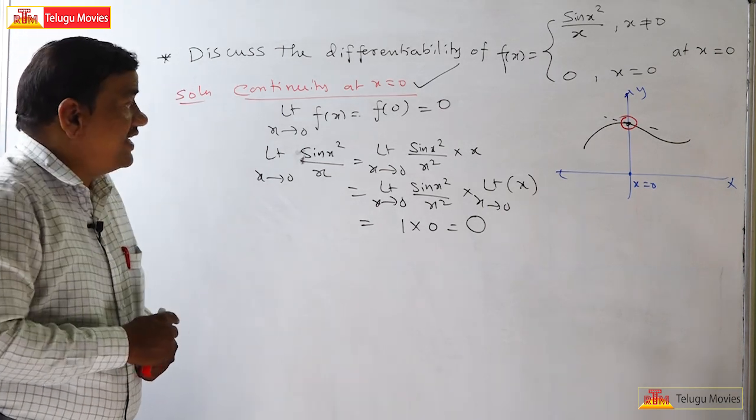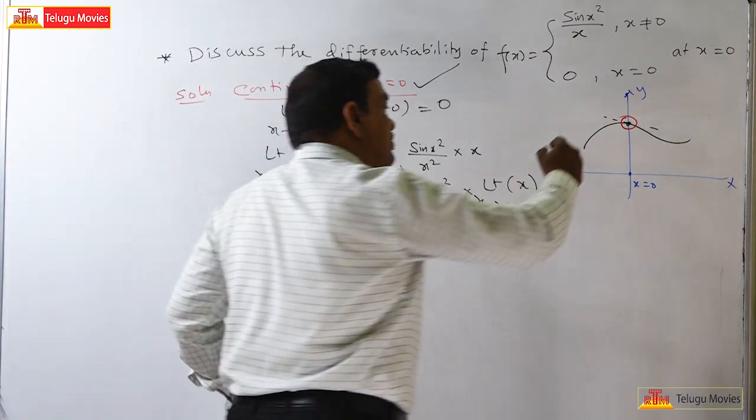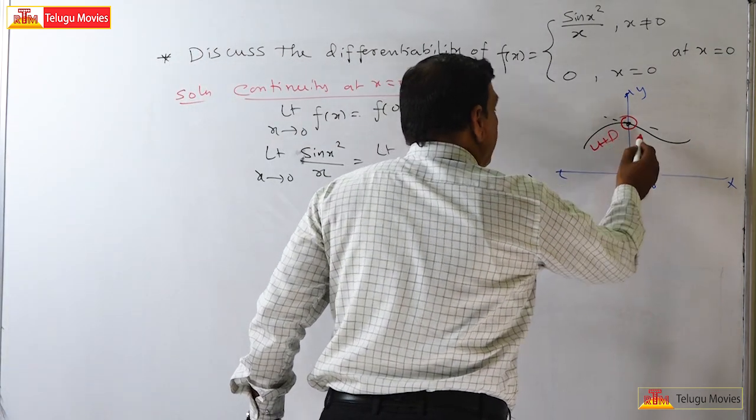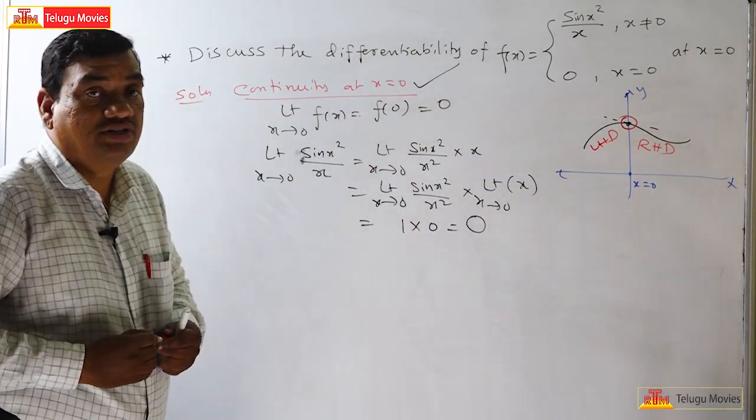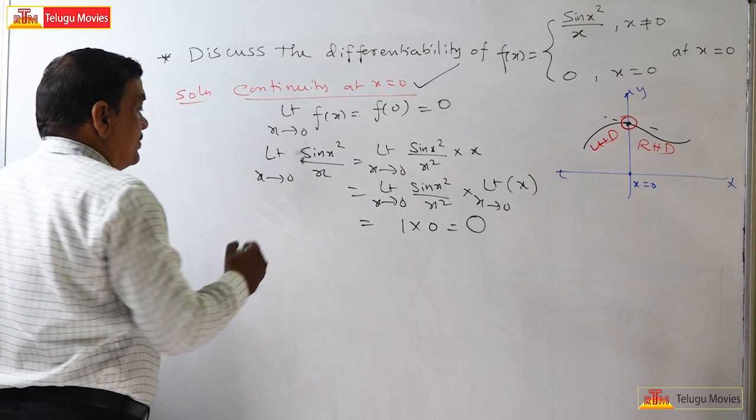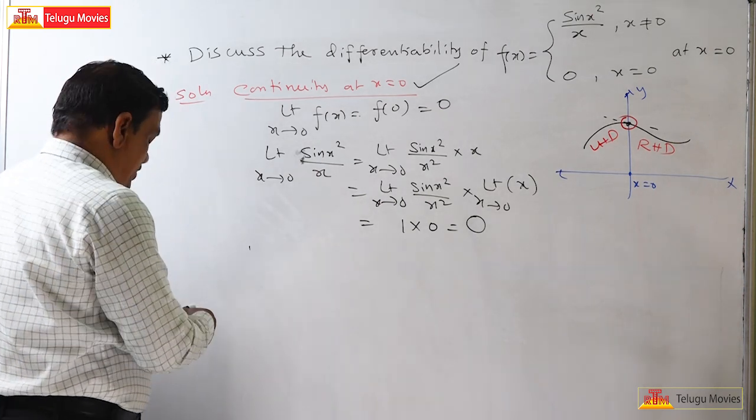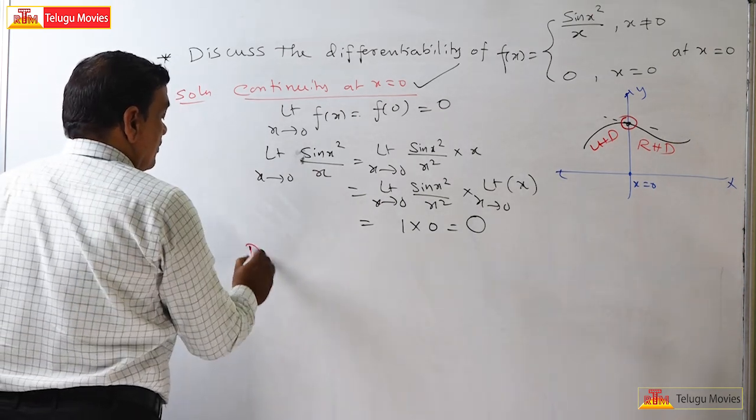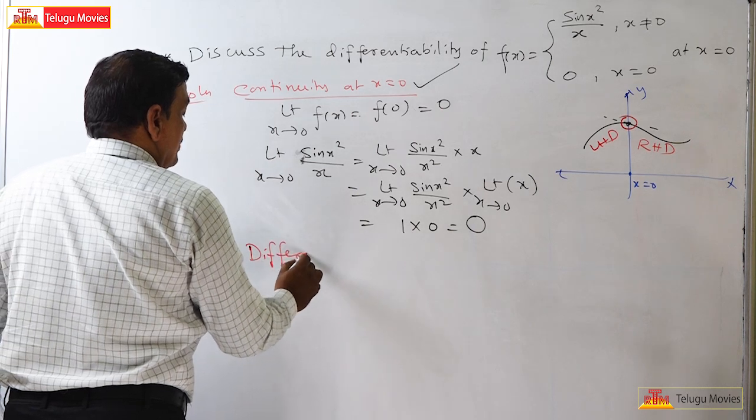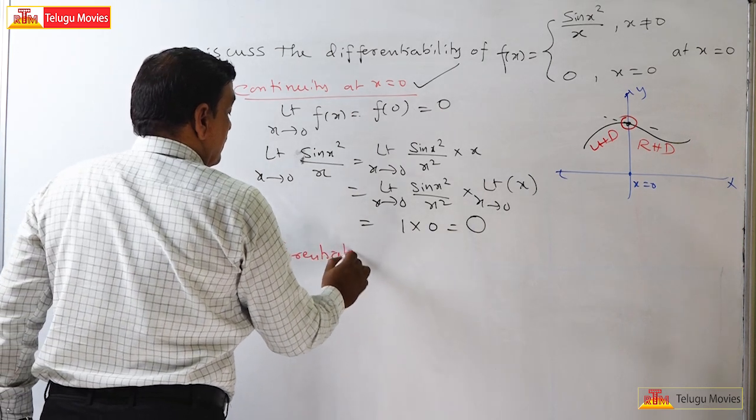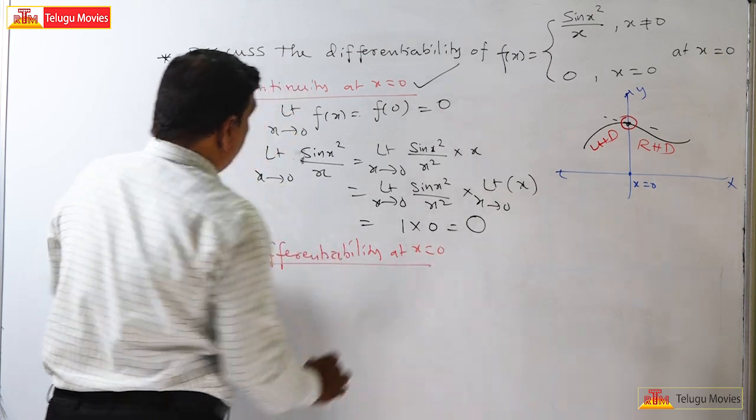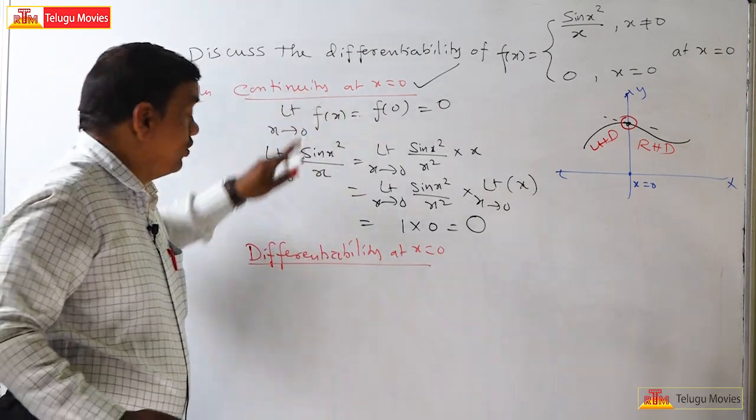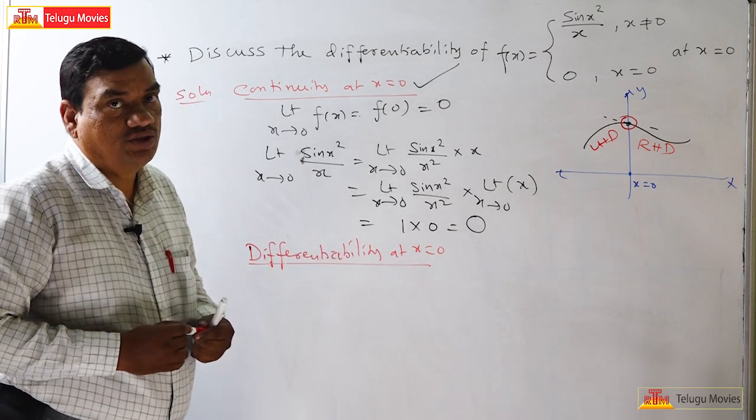So let us check the differentiability. Differentiability means we have to check that the left hand side derivative is equal to the right hand side derivative. Next, differentiability at x equal to 0. First we have checked continuity at x equal to 0, next differentiability at x equal to 0.